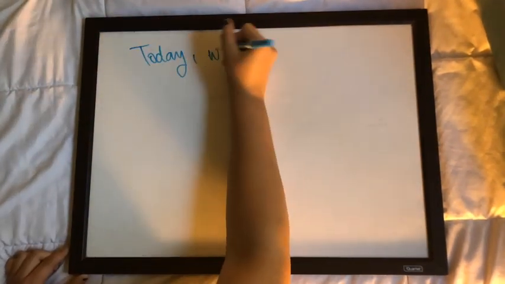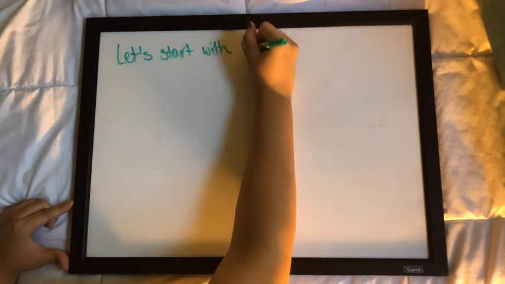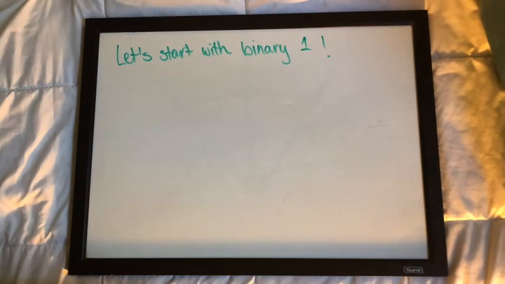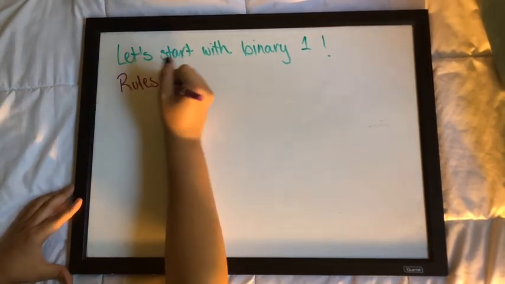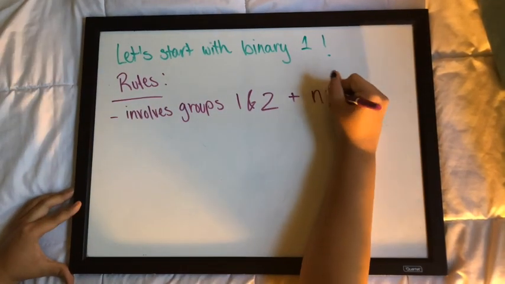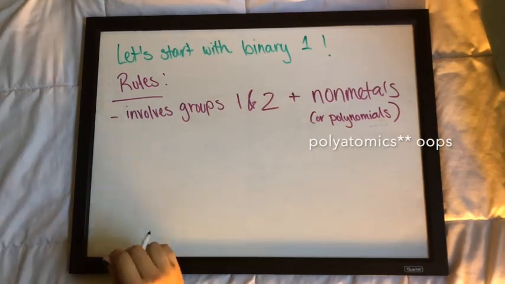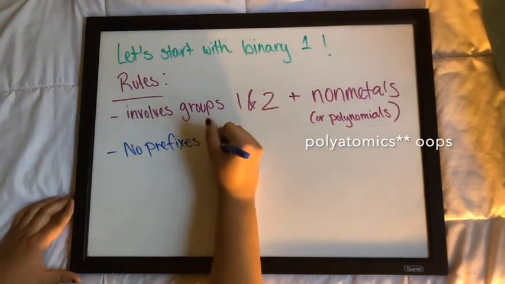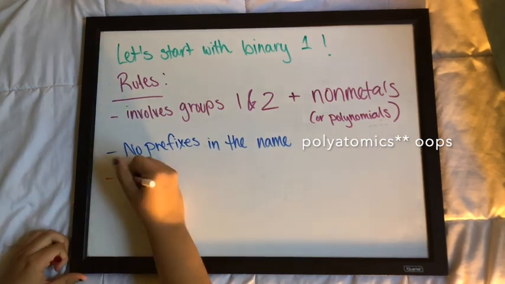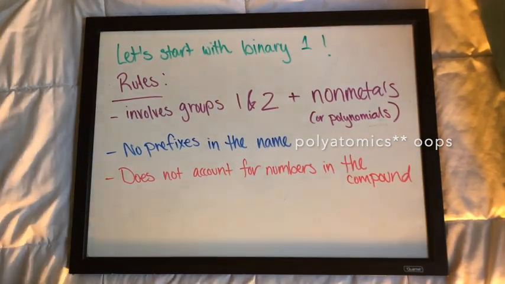Anyway, sorry headphone users, but today we're going to be reviewing nomenclature. Let's start with binary 1. So let's go over some rules. Binary 1 involves groups 1 and 2 plus nonmetals or polyatomics. No prefixes are in the name, and it does not account for the numbers in the compound.